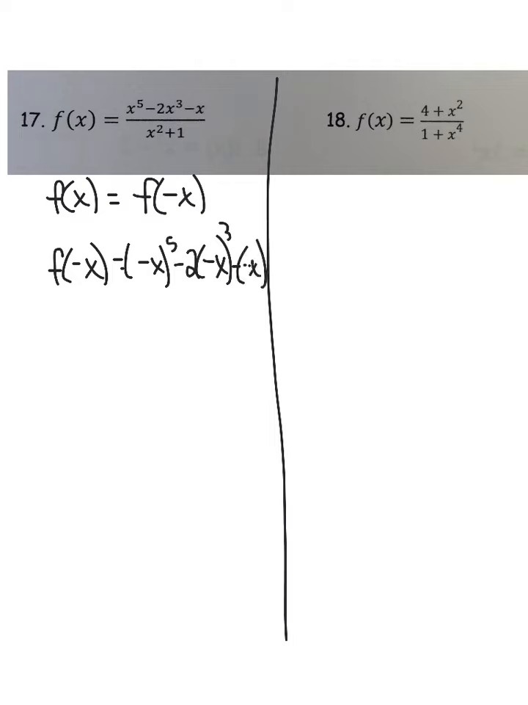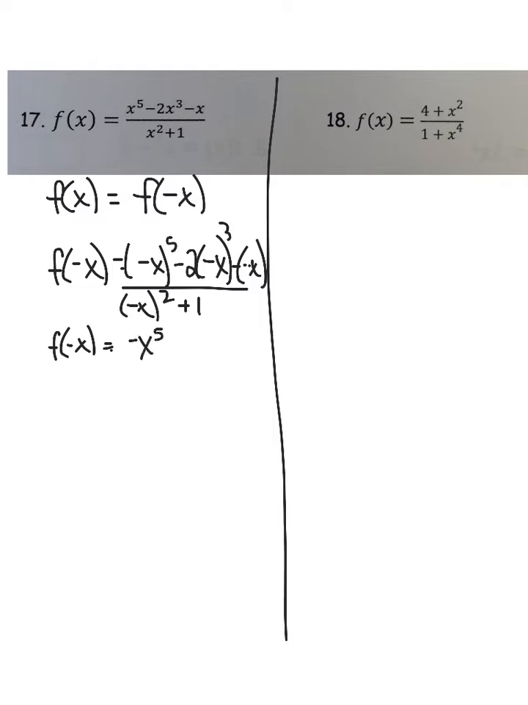That's 2 negatives there. Okay, so then in the denominator, I am going to take that negative x and I'm going to square that and I'm going to add 1. Okay, so let's see what I have here. So f of negative x is equal to, now a negative x, if I raise it to the fifth power, a negative 5 times would still be a negative, right? So that's going to be a negative x to the fifth.